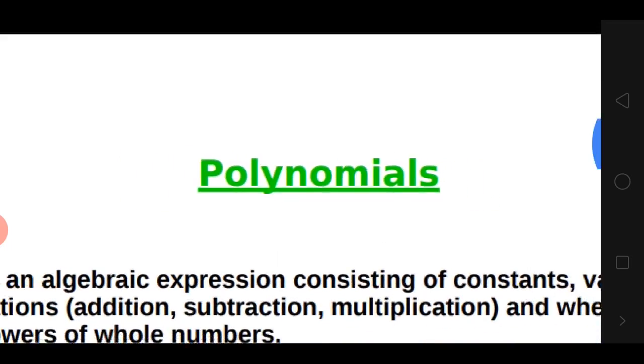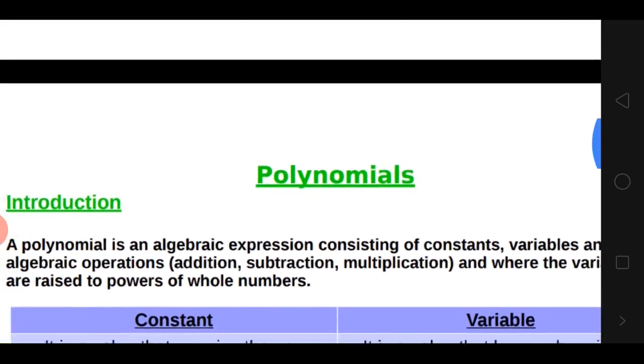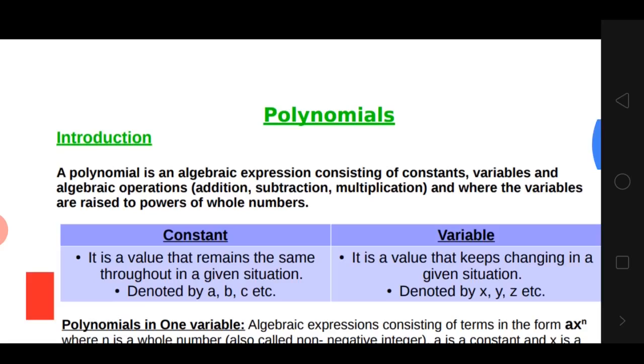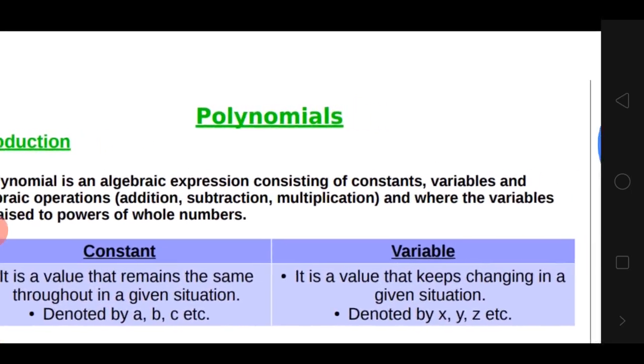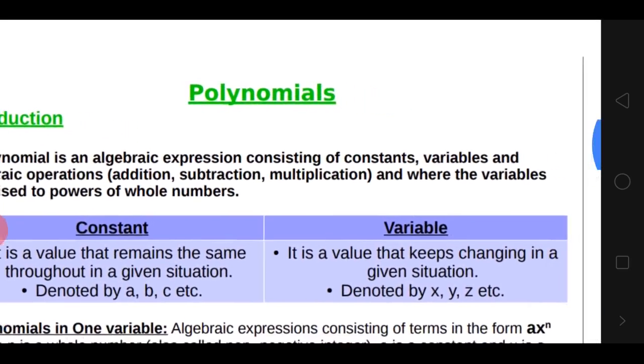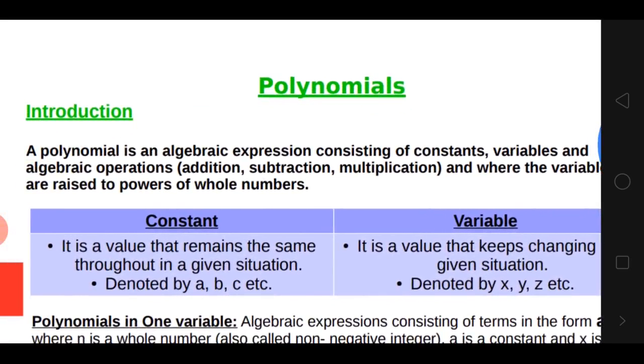So an algebraic expression which consists of many terms or many names is called a polynomial. So here we have a definition of this polynomial. A polynomial is an algebraic expression consisting of constants, variables and algebraic operations. The operations may be addition, subtraction or multiplication, and the variables are raised to the power of a whole number.